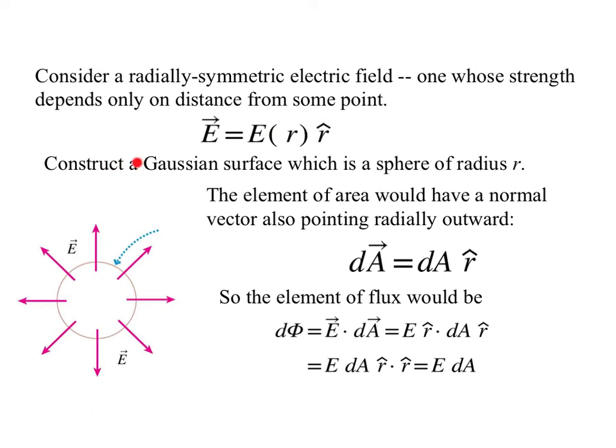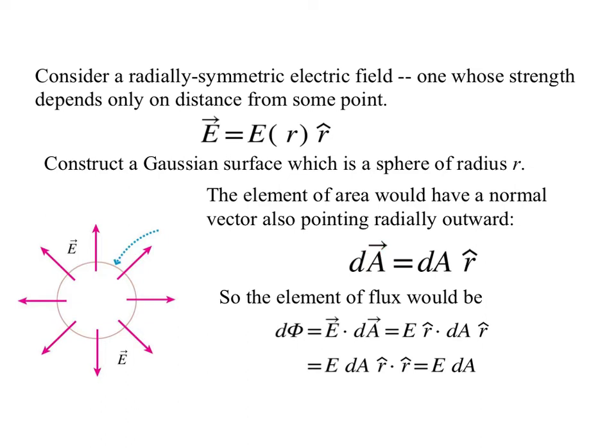And we're going to construct a Gaussian surface, which is a sphere of radius R. That makes sense. So we've got some electric field radiating out from some point. We're going to sketch out some imaginary sphere. And I'm going to say the element of area would have a normal vector pointing radially outward, because that's what's normal to a sphere.